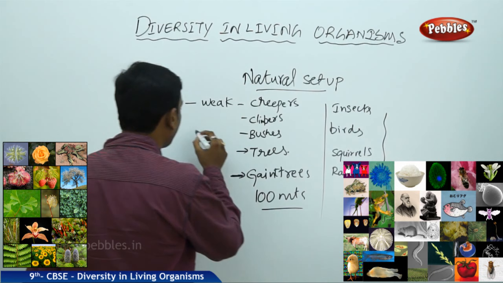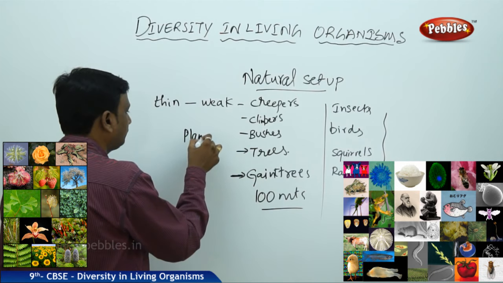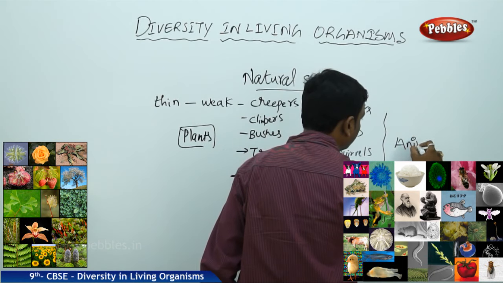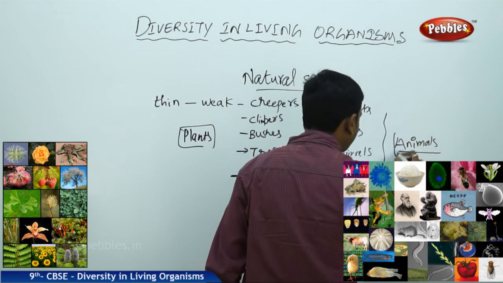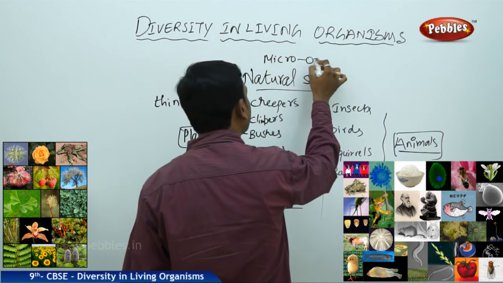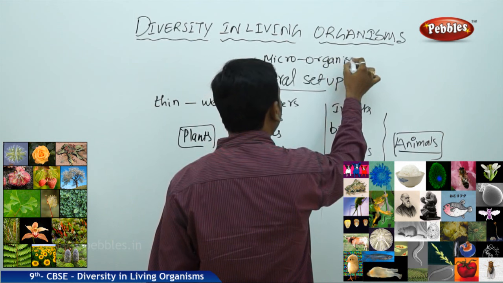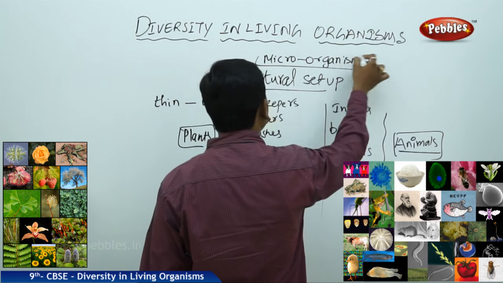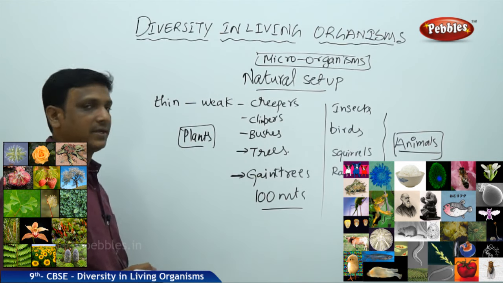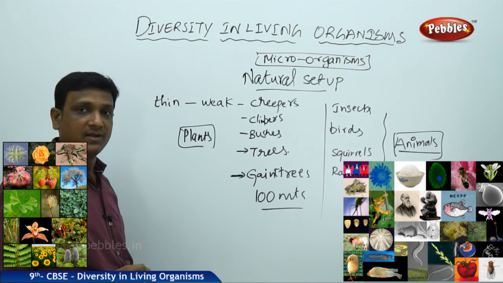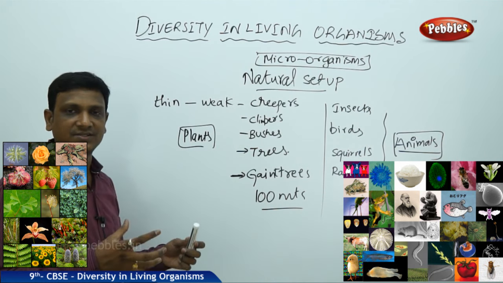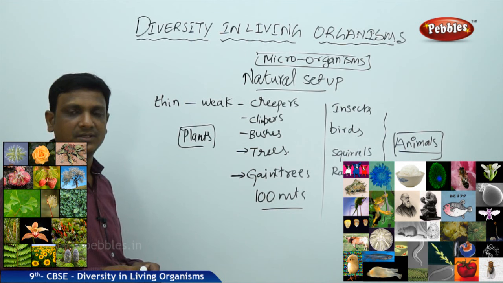So we talked about plants and we talked about animals. The things that we cannot see are microorganisms. Microorganisms are the organisms which can be seen with the help of a microscope. There are a variety of microorganisms, number of species, number of classes, groups in microorganisms.